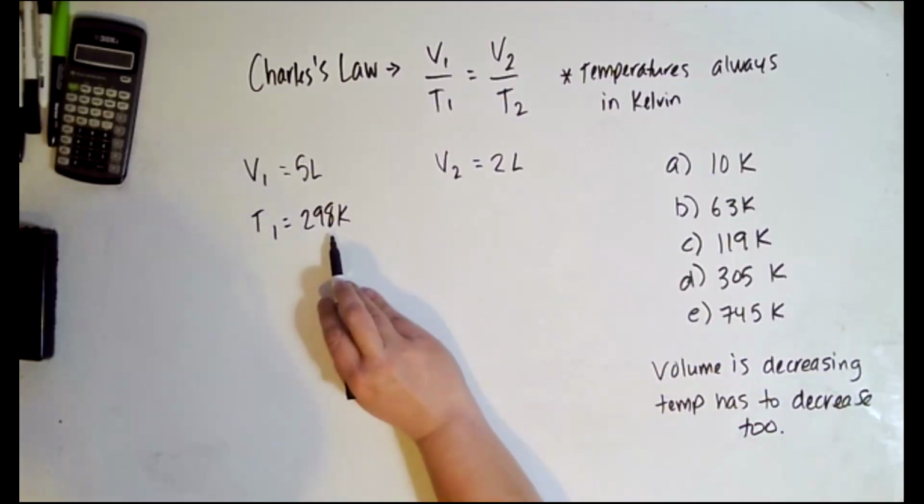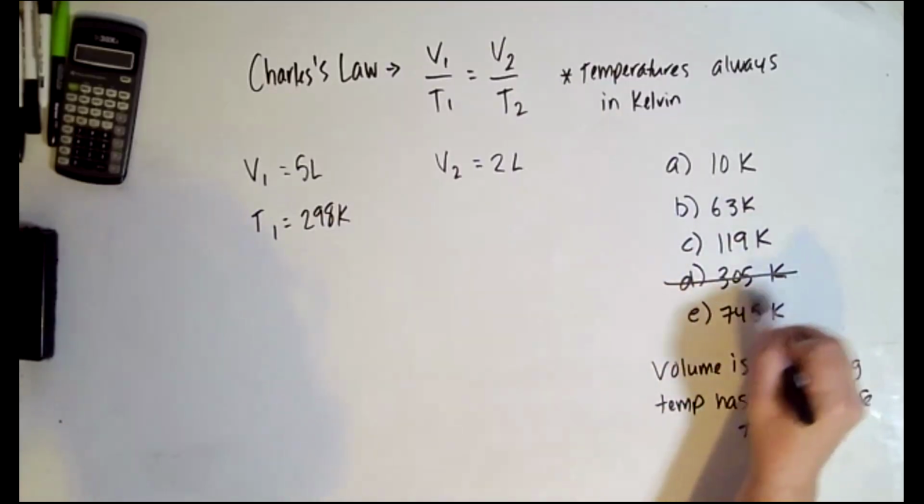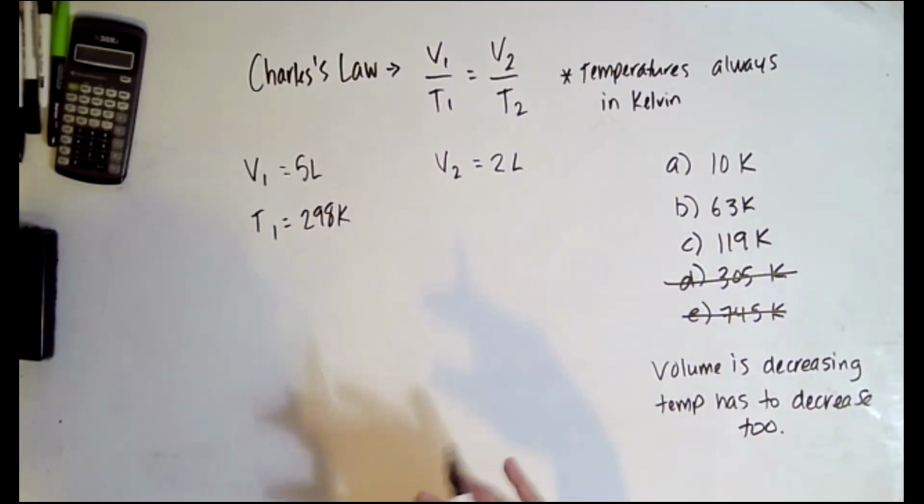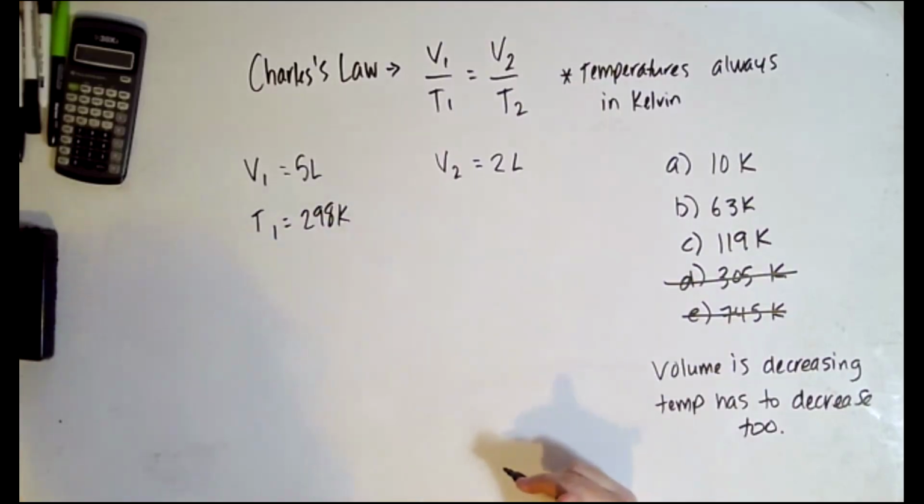Okay. If our original temperature is 298, that means that any temperature that's bigger than that can't be the right answer. So we've already eliminated 2 possible answer choices. Now we're going to figure out what the right answer is going to be.